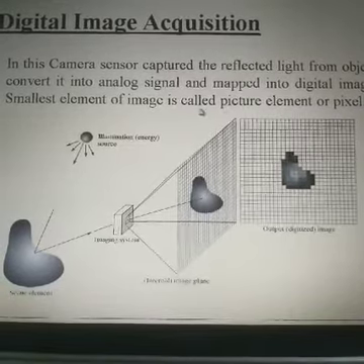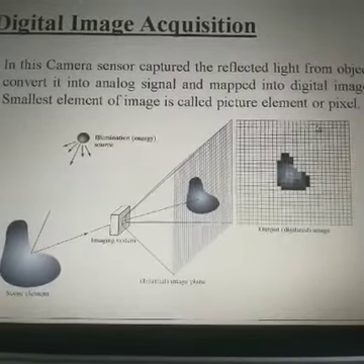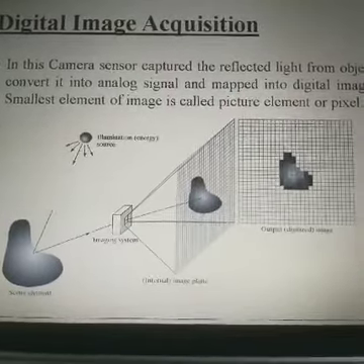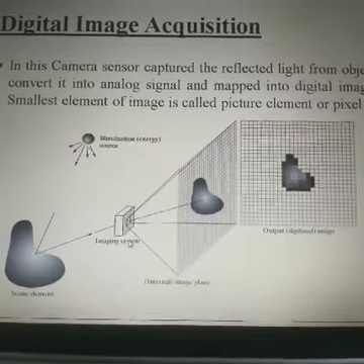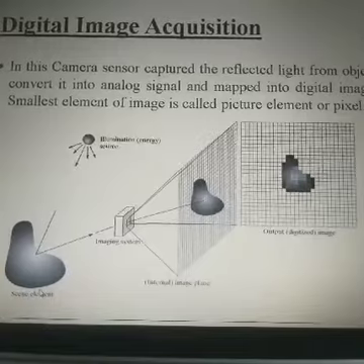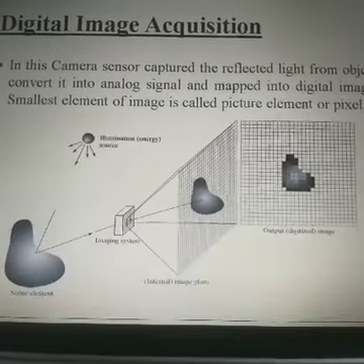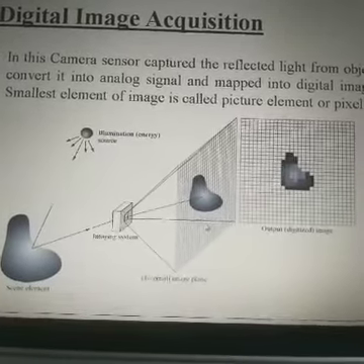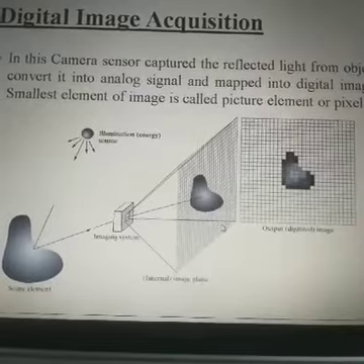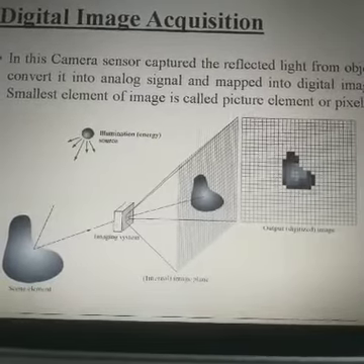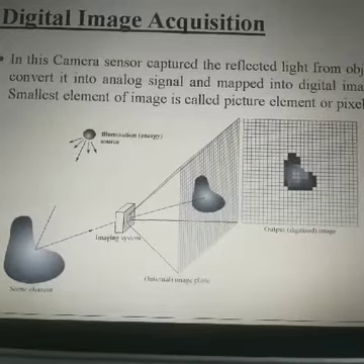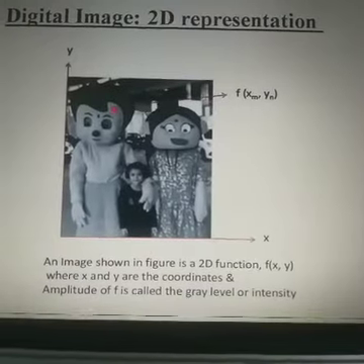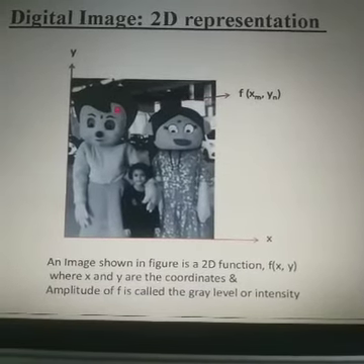The smallest element of the image is called the picture element, or the pixel. This diagram was already discussed in the previous lecture. Here the imaging system, which is any sensor or camera, captures a scene element in the presence of the illumination energy, that is the energy source, and it is mapped into the image plane, where the object to be captured is sampled and quantized to form a digital image.